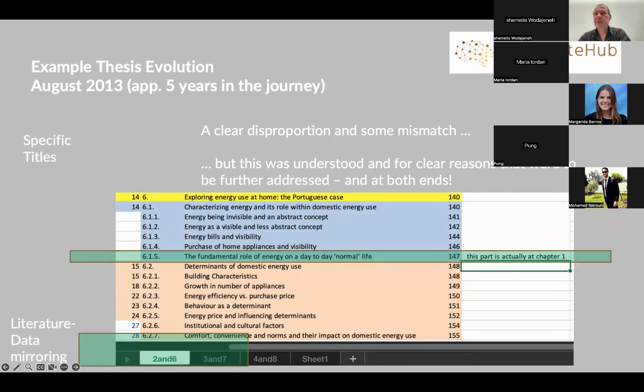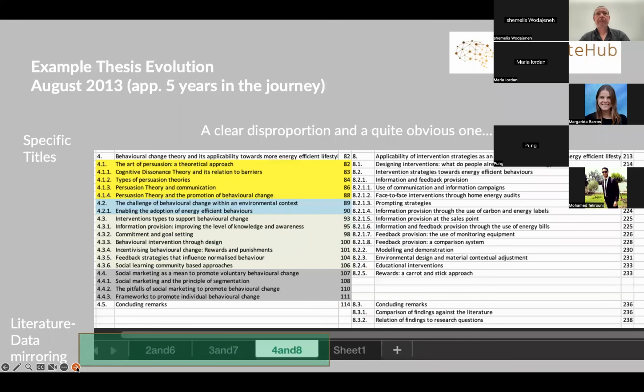And it also allows you to spot things personally. Here you see this part is actually at chapter 1. So it's a notion and knowledge that builds up, and a very good understanding about the structure of the thesis. And in this case, you see there was a lot of literature review done in chapter 4, but it's not really matching to the data that was collected. So therefore, it must be matched.